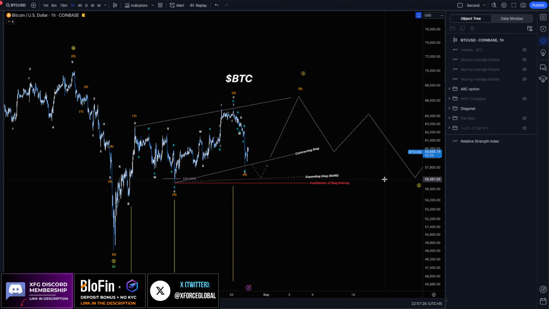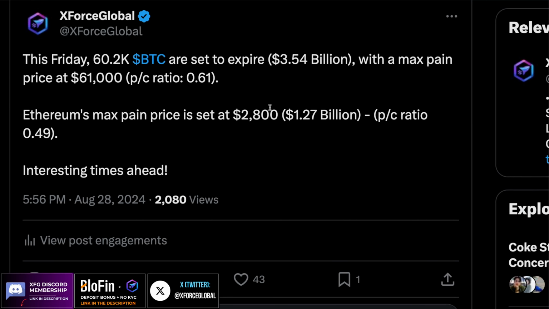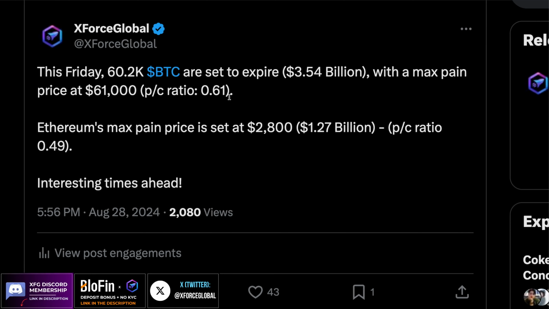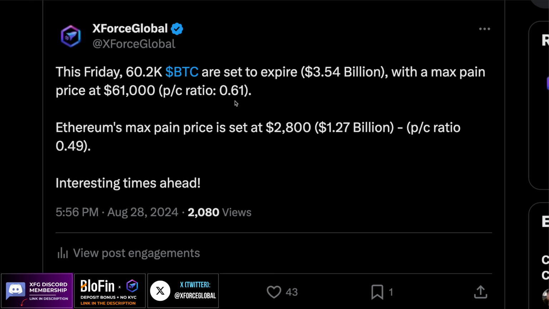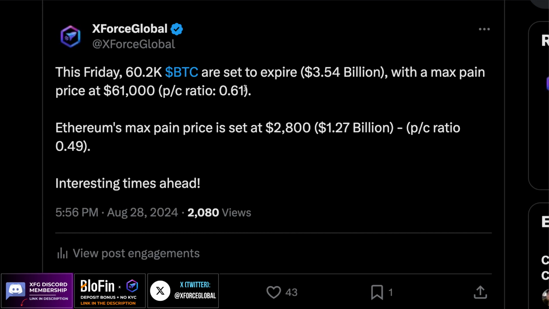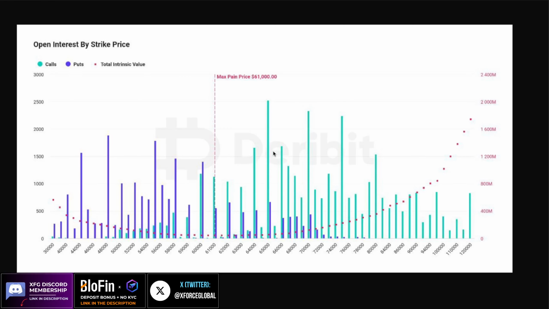So if you guys aren't following me on social media, I posted some news that starting this Friday, we are set to see 60.2K BTC expire within the options market with a max pain price of $61,000, which is above us, and a PC ratio of 0.61. Now, the closer the price gets to these levels, the $61,000 levels, the more likely it is that the options will expire worthless, which benefits all of the option sellers.